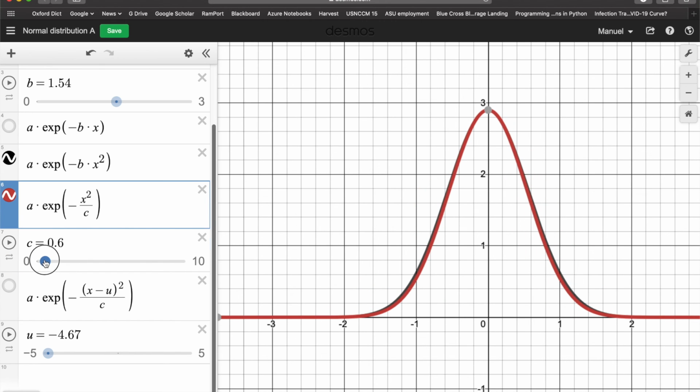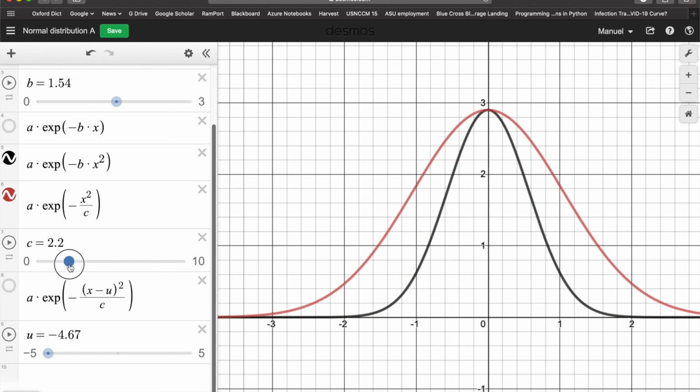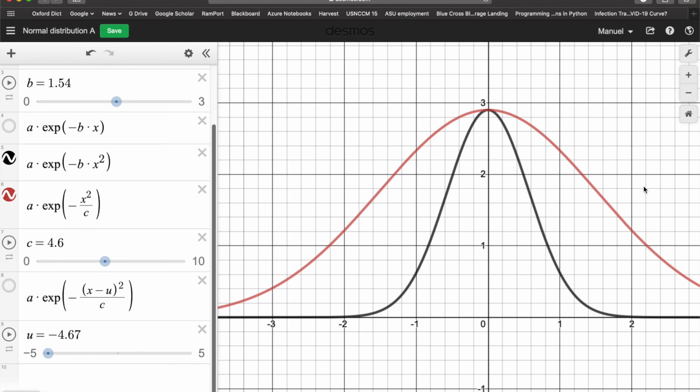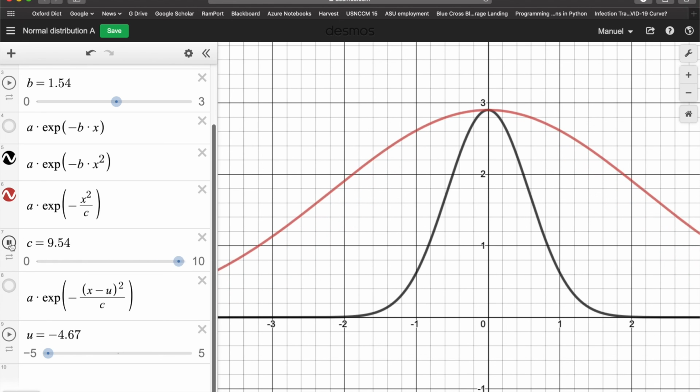So if I have c equal to 0.66, very close to the original one, which will be the reciprocal of b, 1.54. If I increase c, now it is moving in this direction, it is increasing. It's getting away from the zero. You can have an animation if you vary the values for c.